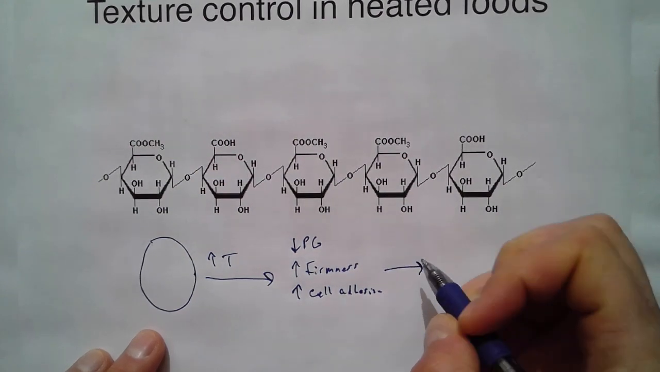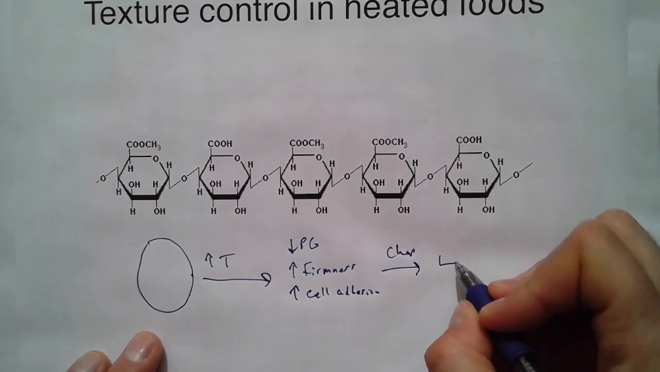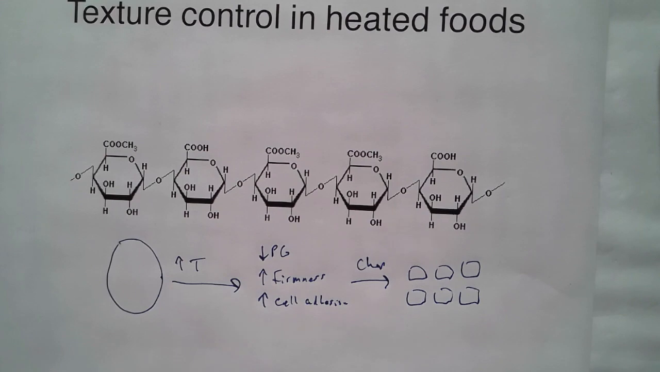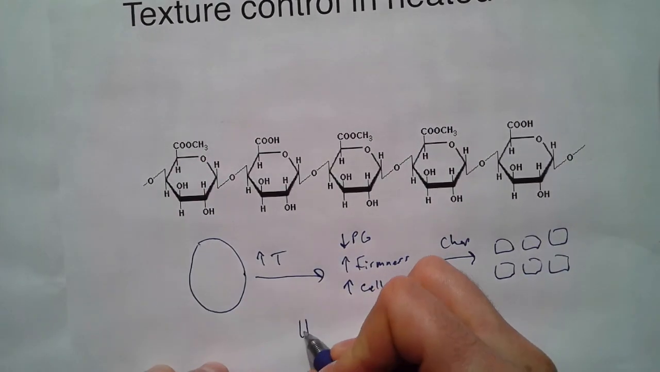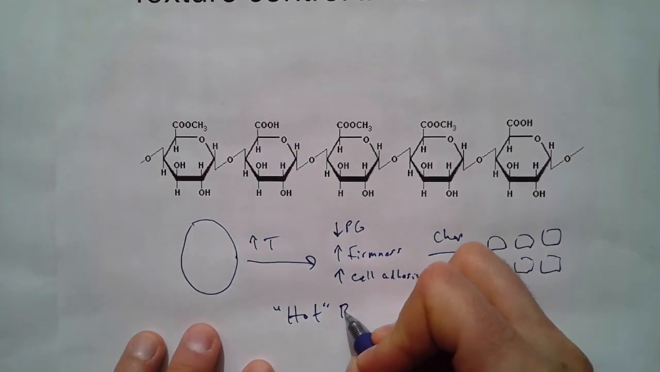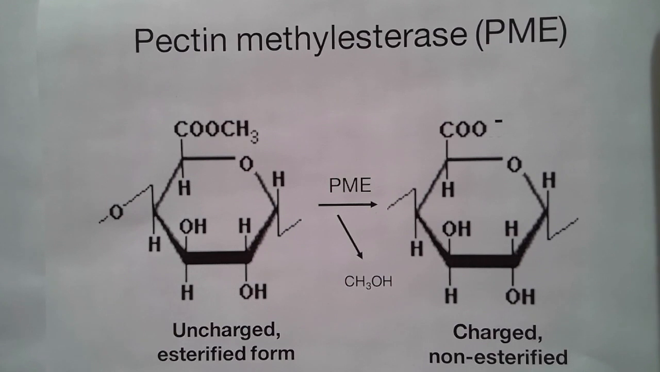Okay, so we're thermally denaturing PG. Okay, and now we can go and chop those tomatoes. And we get little chunks now. We've mechanically disrupted all those cells, but it doesn't really matter now in terms of firmness because we've destroyed the enzyme that can work on pectin. Okay, so this is a process you might see sometimes. We'll be talking about this in lab. It's called hot break.